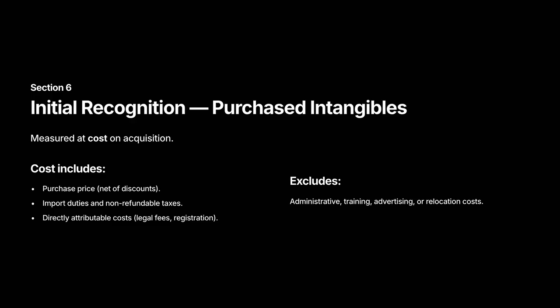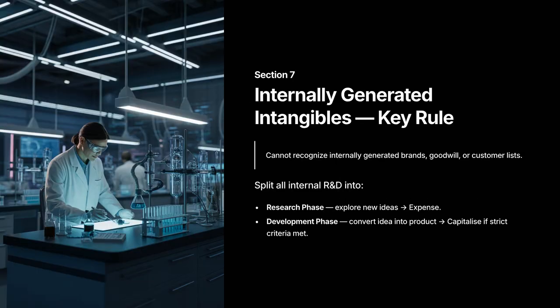However, administrative costs, training expenses, advertising, or relocation costs are excluded because they don't directly create or prepare the asset itself. Example, if you buy software and pay legal fees for licensing, both are included in cost, but the cost of training your staff to use it is expensed.